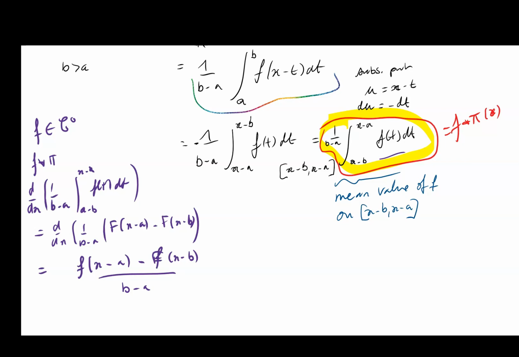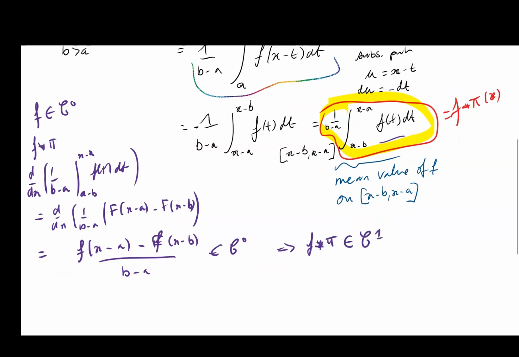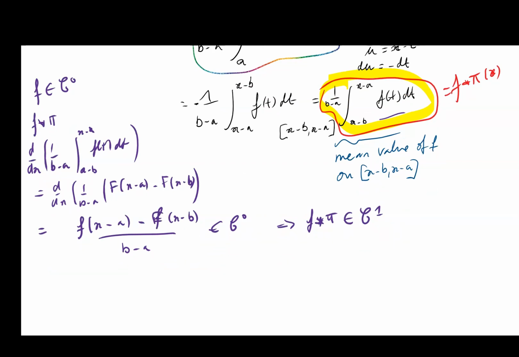So obviously, if the small f was continuous, the derivative of the convolution of f with pi is also going to be continuous. That means that f convolved with pi is actually a C1 function. So we have what we could call a smoothing effect of the convolution. That's also something maybe you could see on the animations of Wikipedia that we saw earlier.